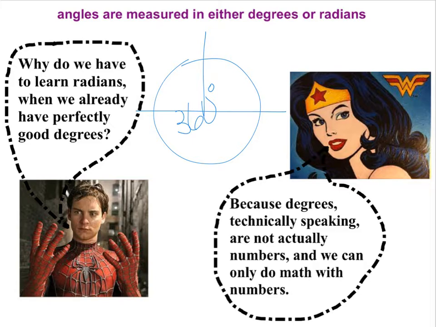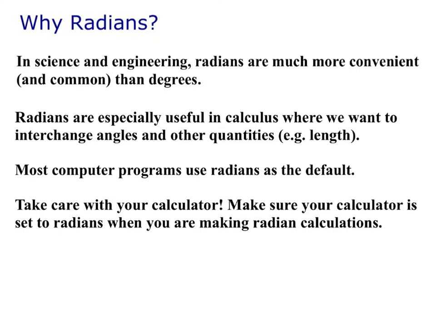But in this class, in trigonometry, we are going to be making the transition to another measure of an angle called a radian. So why radians?